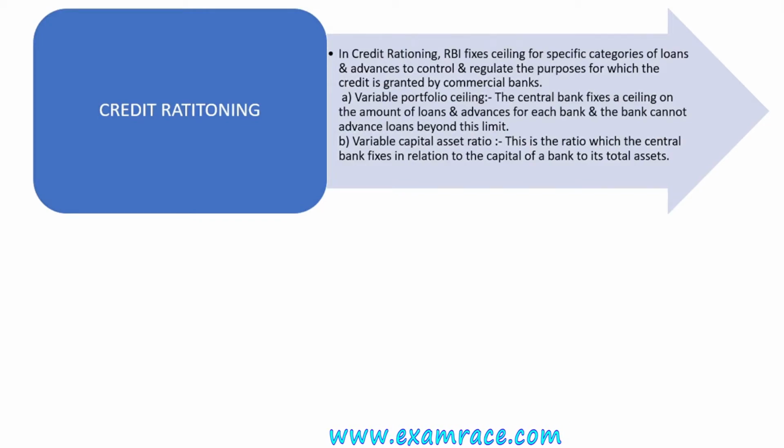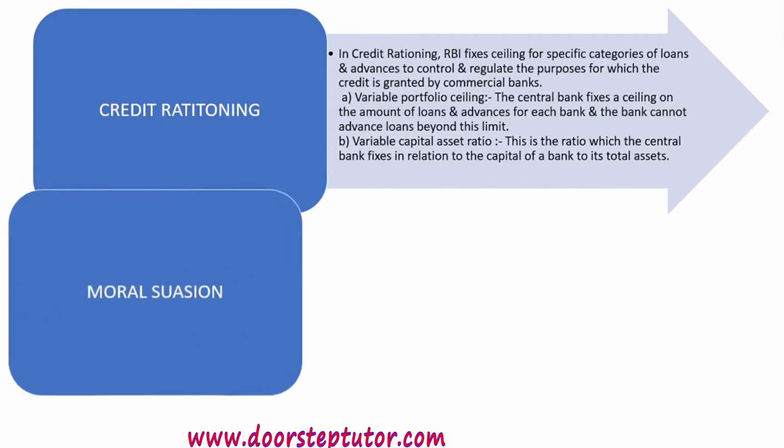Moving ahead, variable capital asset ratio. It is the ratio which the central bank fixes in relation to the capital of the bank to its assets. That is, variable capital asset ratio is the ratio between the capital of the bank to its total assets, whereas in variable portfolio ceiling, the ceiling is on the amount of loans and advances for each bank, and beyond that the bank can't advance loans. So that is the limit fixed by the RBI.